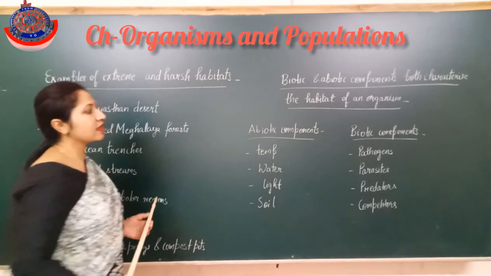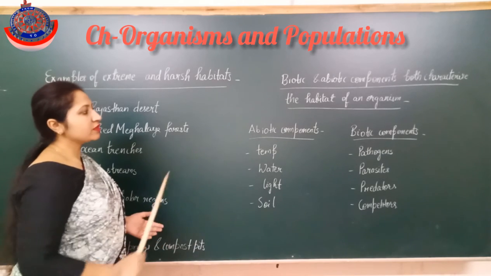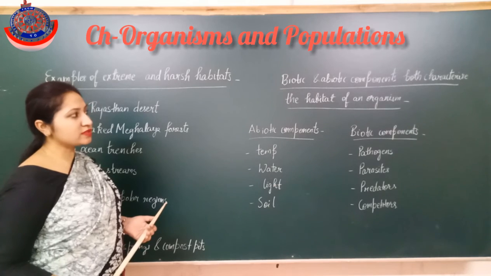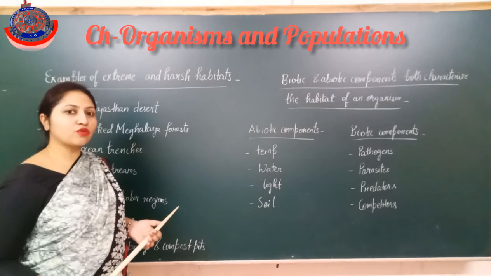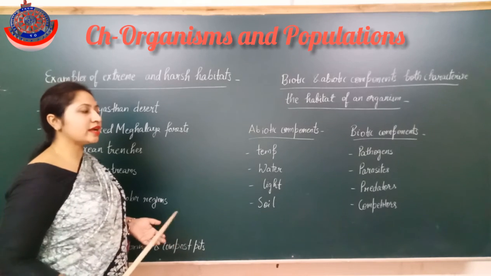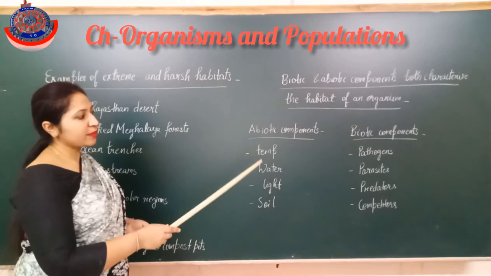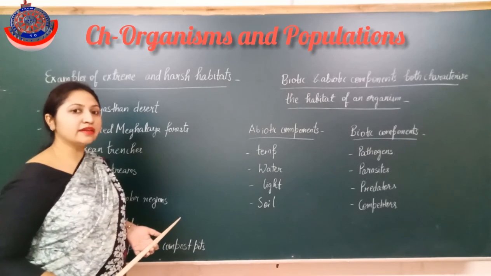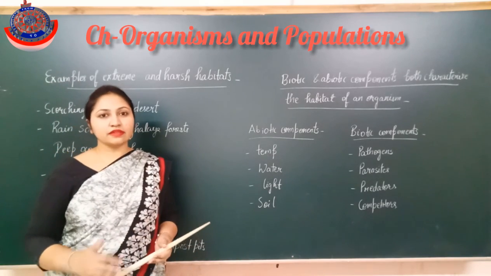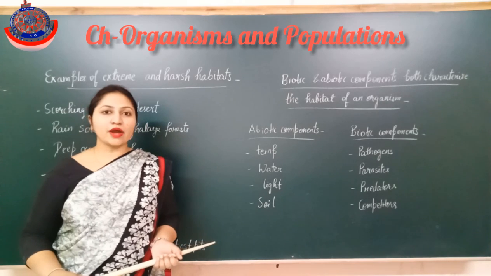Next, not only the abiotic components but the biotic components also are responsible for characterizing the habitat of an organism. As all of you know, the abiotic components are temperature, water, light and soil, and the biotic components are pathogens, parasites, predators and competitors. In detail we will discuss later about these interactions between the abiotic and biotic components.